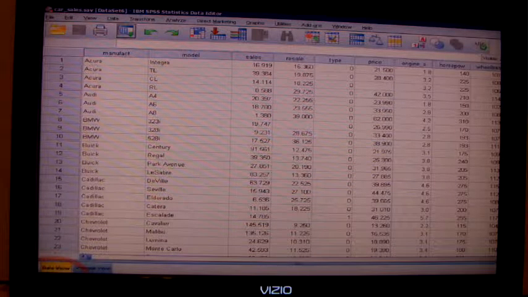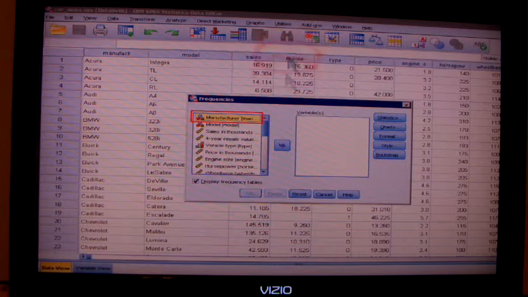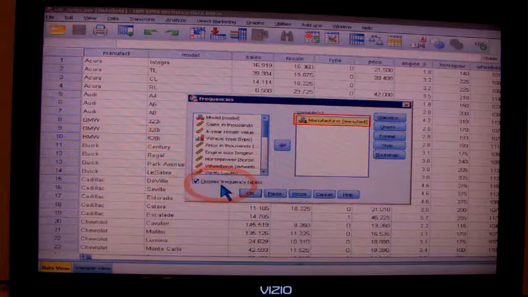The first one, we go to Analyze, Descriptive Statistics, Frequencies. And the first one is Manufacturer. We move that over. And notice this is checked. If not, check it: Display frequency tables. And then all you do is click OK.